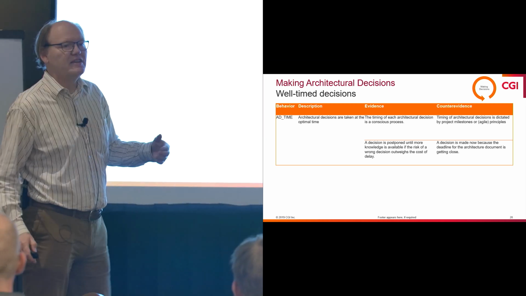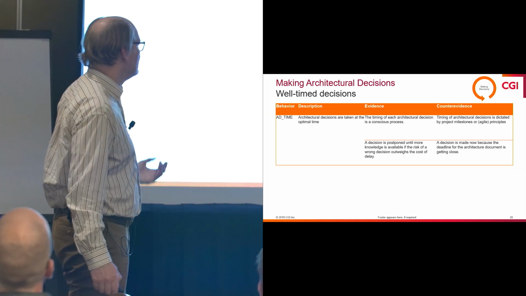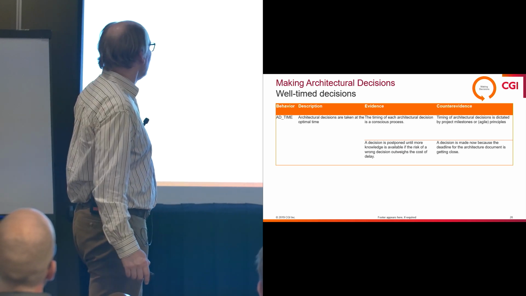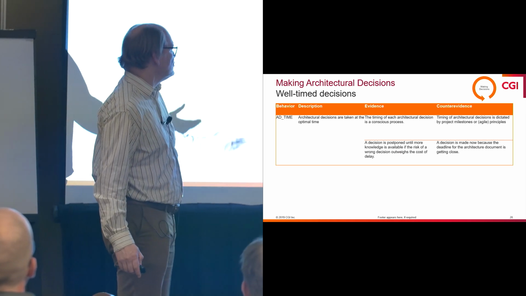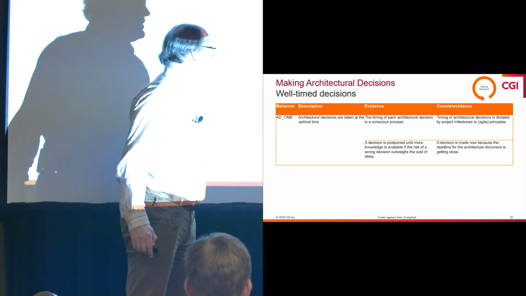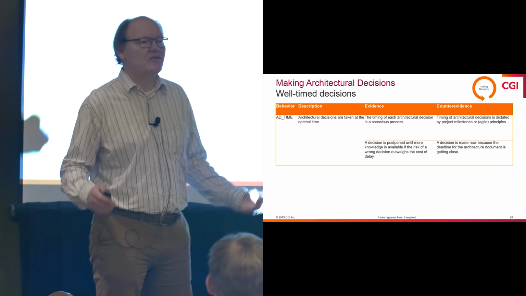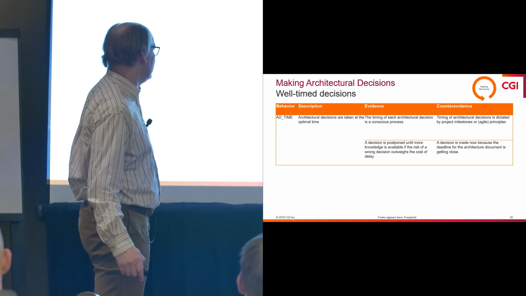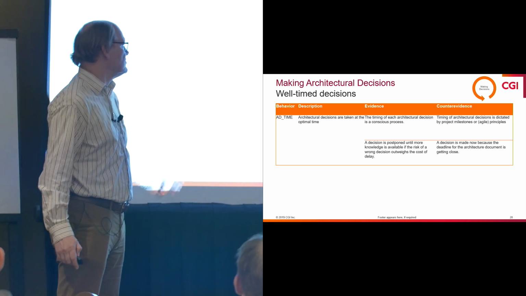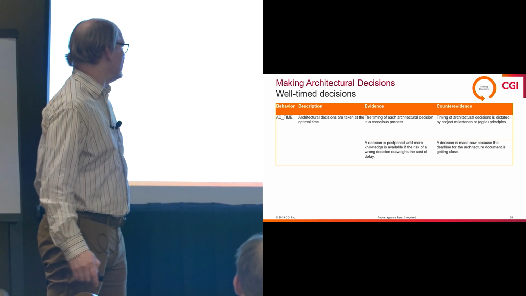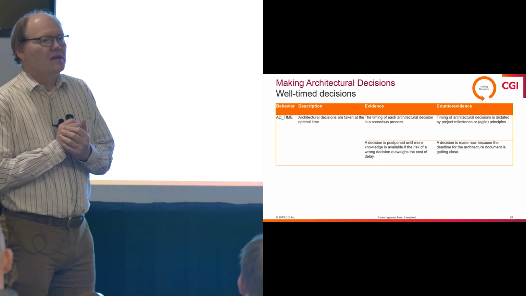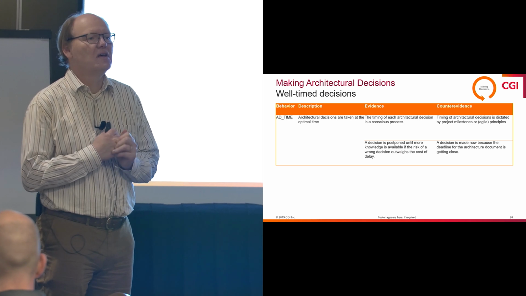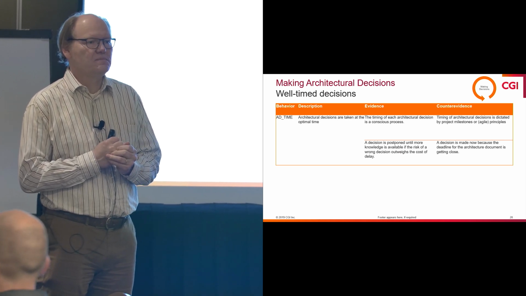Well, we are letting the decision timing be dictated by project milestones or by agile principles. We are also not doing it right if a decision is made because the deadline of the architecture document is getting close, right? That might be counter evidence. Instead of postponing it until more knowledge is available, if the risk of a wrong decision outweighs the cost of delay. So, give yourself a grade on well-timed decisions between 1 and 5.